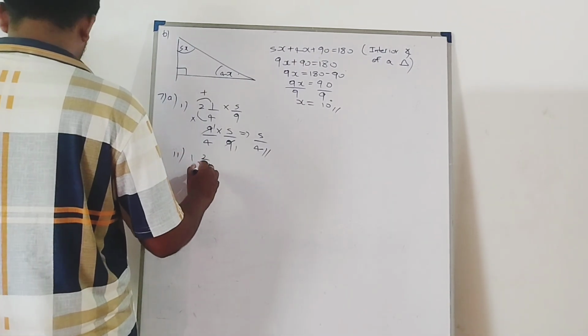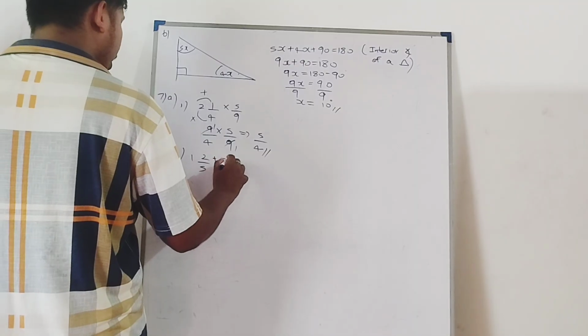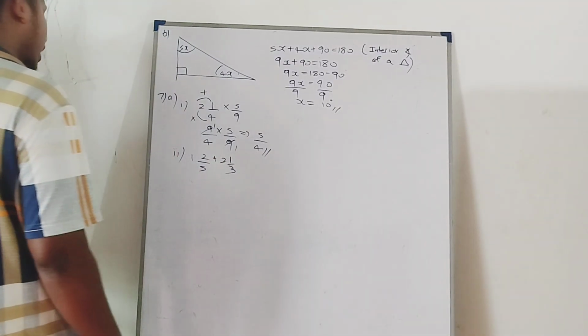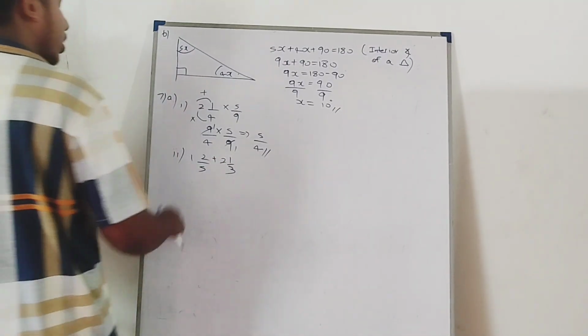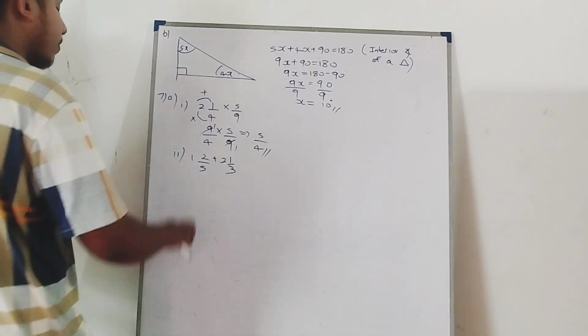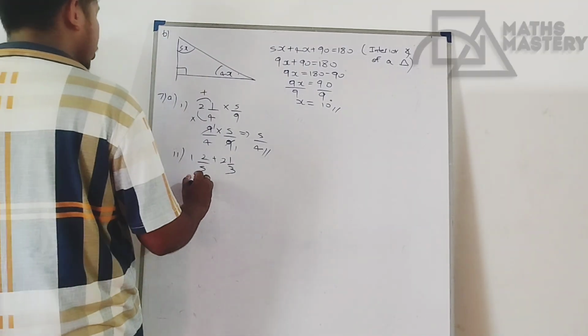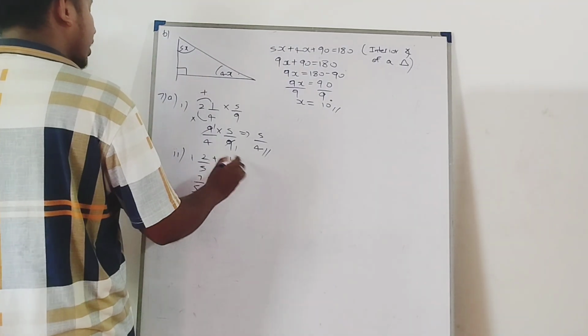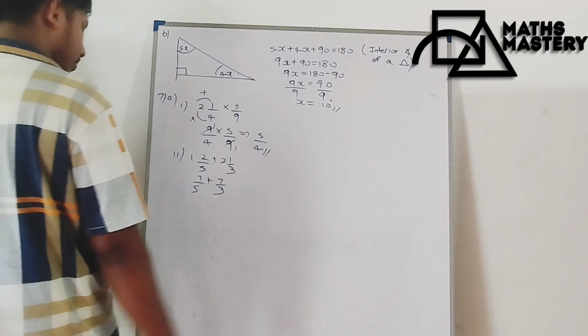1 2/5 plus 2 1/3. This is a mixed number addition. So what are you going to do? You are going to convert the mixed numbers into improper fractions. 5 times 1 is 5, 5 plus 2 is 7 over 5. 3 times 2 is 6, 6 plus 1 is 7 over 3.